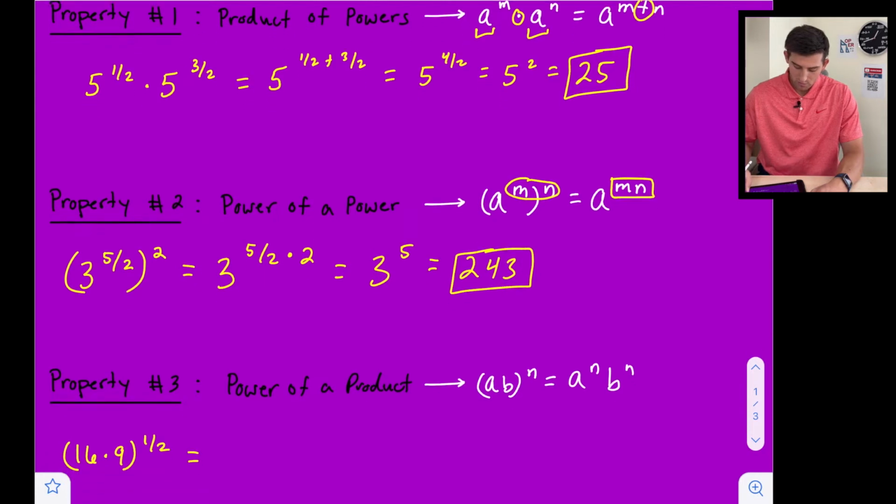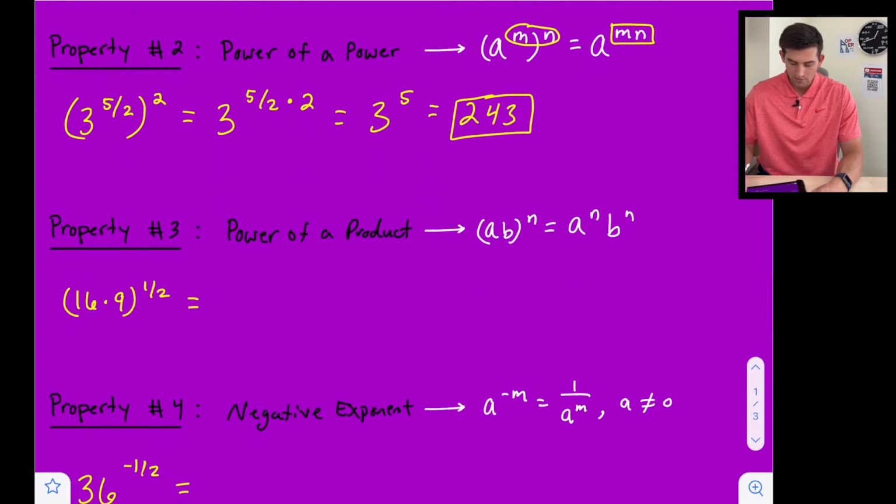All right, property number 3, power of a product. So once again, we have a product, a times b, and we're going to raise it to a power. So this is essentially very similar to a distributive property. We're going to give this exponent to both terms that are being multiplied, or if we had more than 2 terms being multiplied, we're going to give that exponent to every term inside those parentheses.